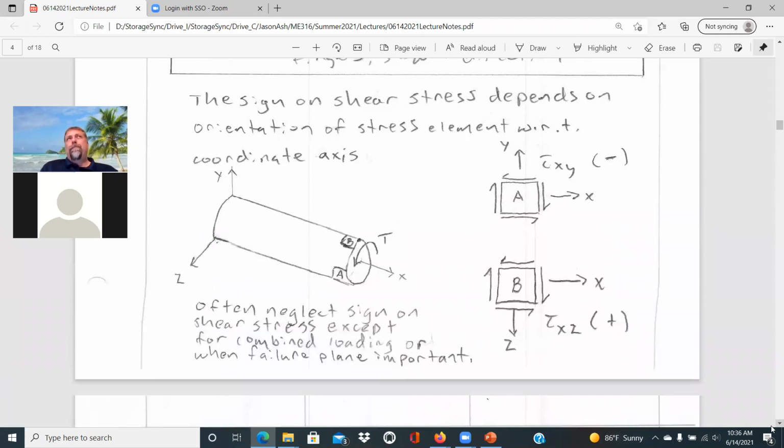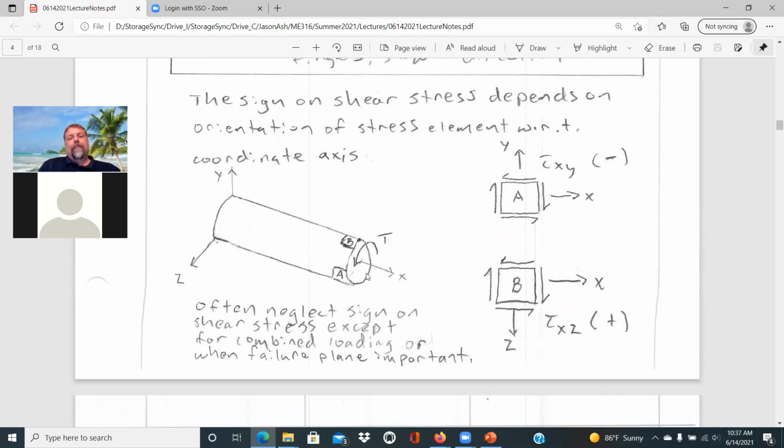But there's a strict convention for the positive definition of the torque and the angle of twist. It's a little less clear for the sign associated with the shear stress. That depends more on the orientation of the stress element that you've chosen in relation to the coordinate axes. And so I drew a little picture here to show that.